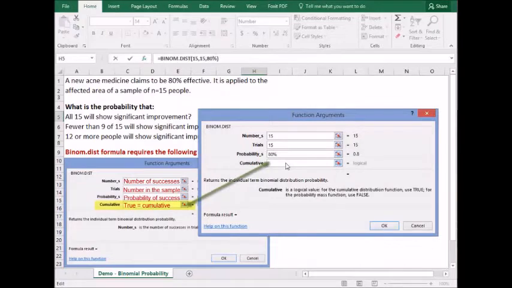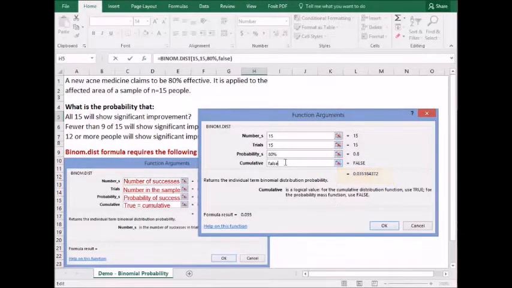Cumulative can either be set to true or false. If I enter true, it means I want the probability up to and including that number of successes. False means I want the probability of getting exactly that number of successes. For this problem, I would therefore set cumulative equal to false because we are looking for the probability of exactly 15 successes. Once I enter false, the answer shows in the dialog box.